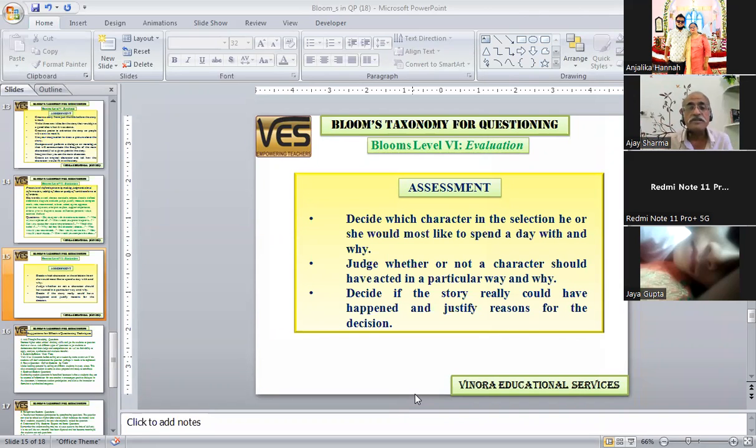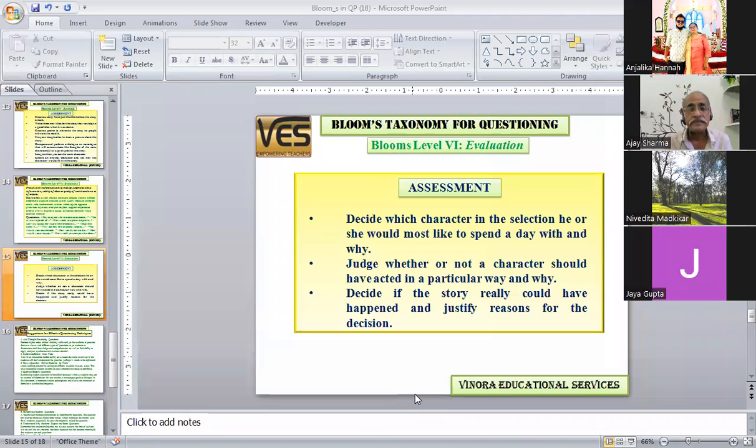निवेदिता जी, आपका क्वेश्चन सॉल्व हो गया? Yes, can I ask one more? Yes, why not?